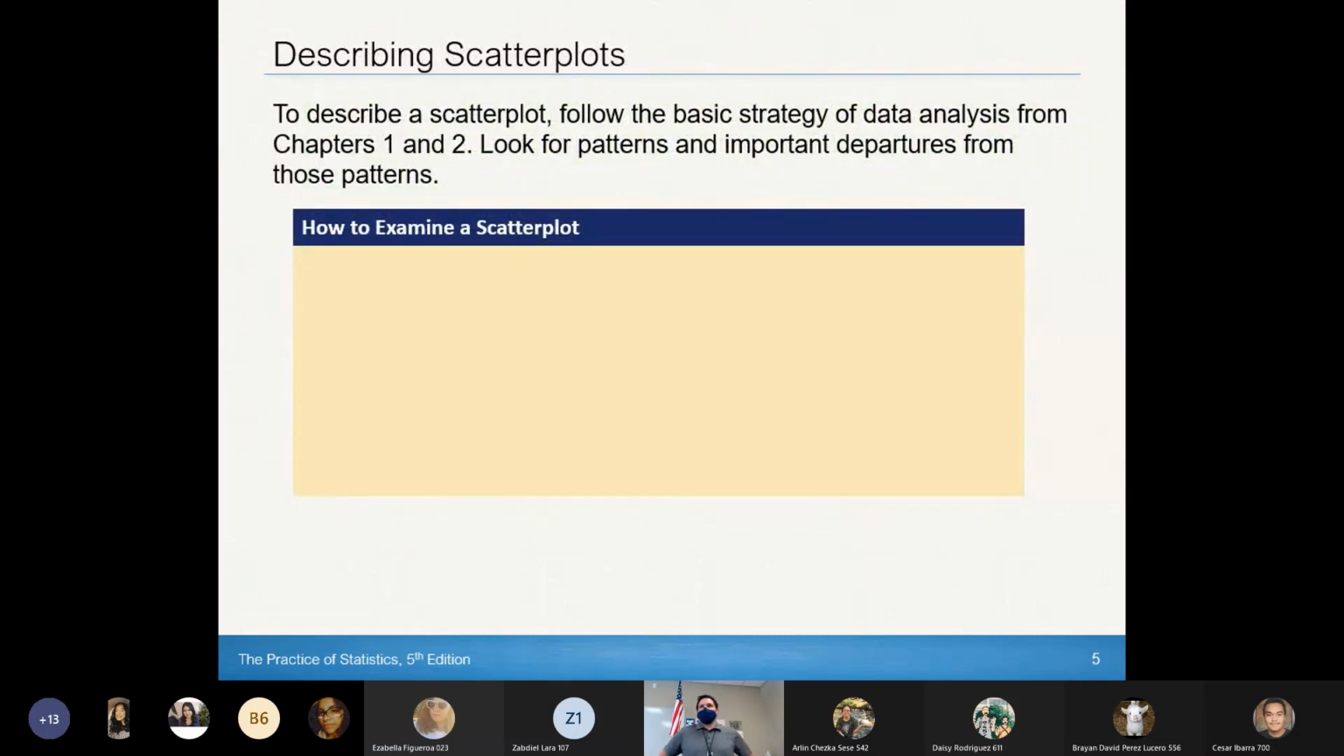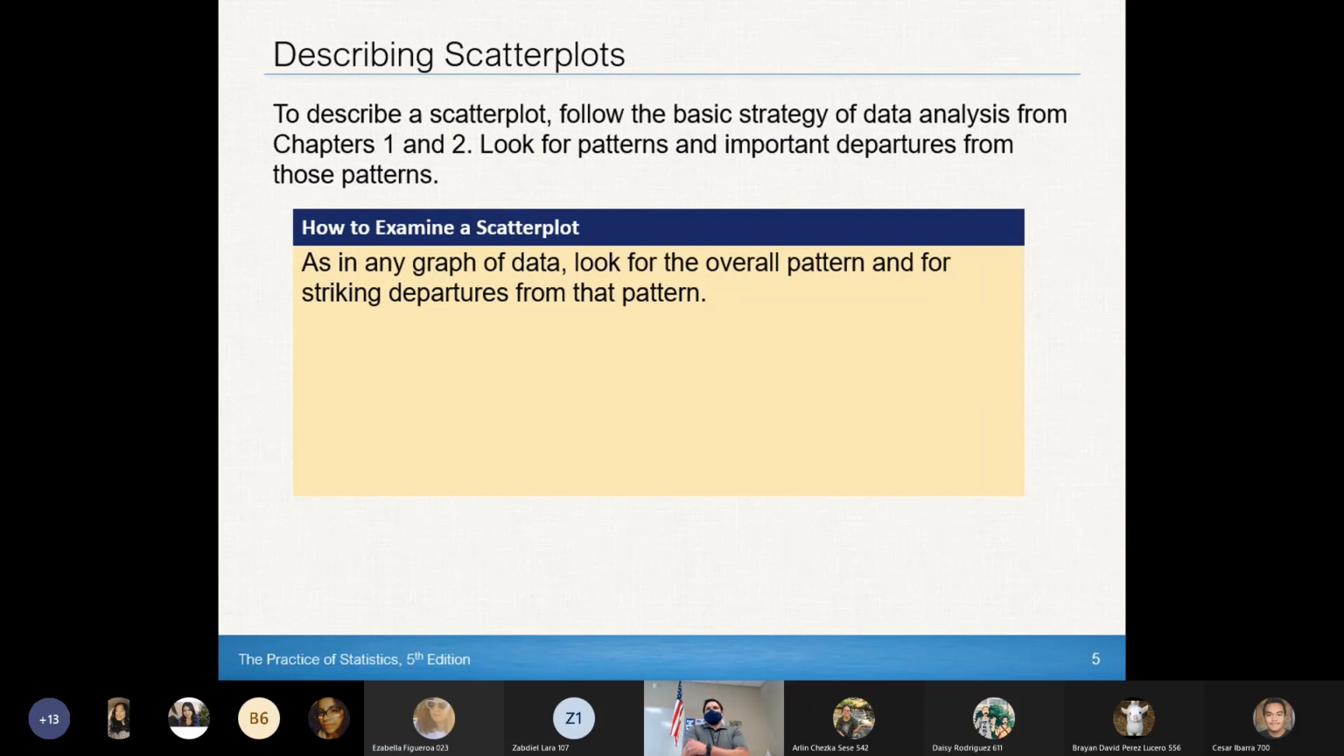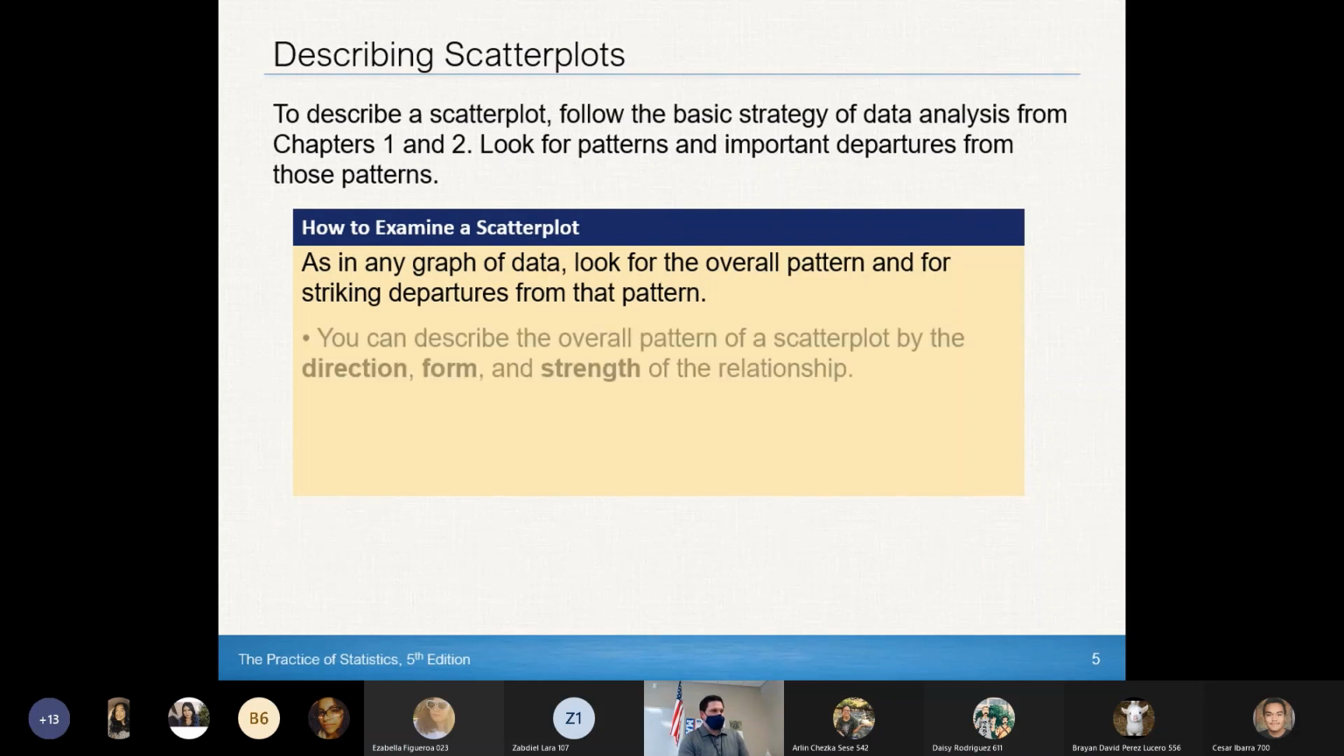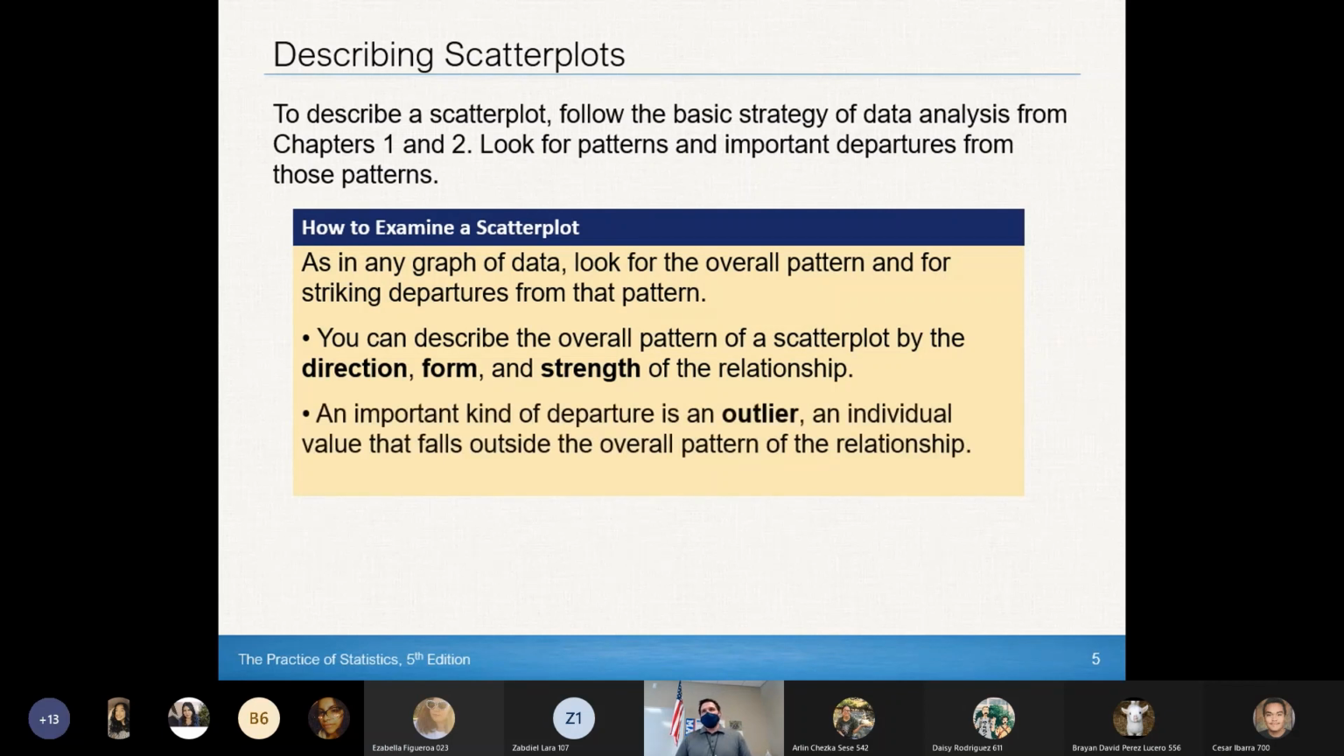All right, to describe a scatterplot, follow the basic strategy of data analysis from chapters 1 and 2. Look for patterns and important departures from those patterns. As in any graph of data, look for the overall pattern and for striking departures from that pattern. You can describe the overall pattern of a scatterplot by the direction, form, and strength of the relationship. An important kind of departure is an outlier, which hopefully we're familiar with at this point, an individual value that falls outside the overall pattern of the relationship.